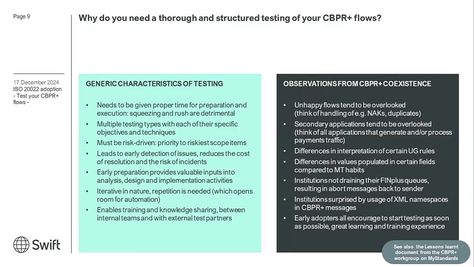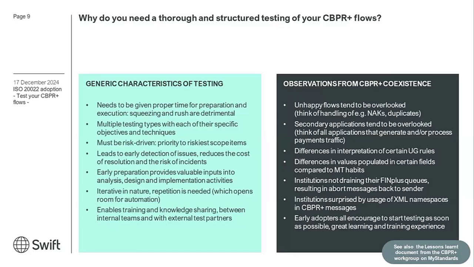Another point to bring up: some institutions had not configured, or not correctly configured, their FinPlus interface, which in turn resulted in abort messages going back to the sender. If your FinPlus interface is not configured correctly, you will simply not be able to receive the CBPR Plus messages coming into you, and they will bounce back to the sender, and that will result in a poor customer experience, of course.